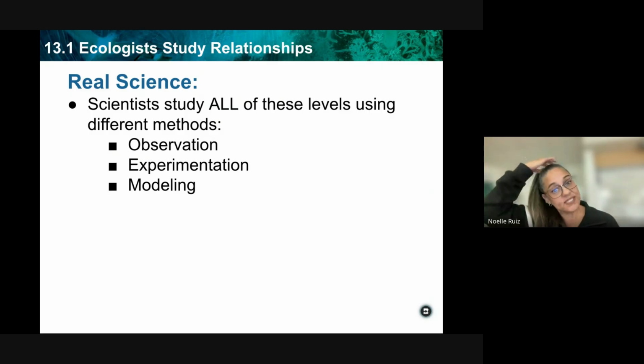And in real science, scientists study all of these levels using different methods. A lot of the time, it's just observation. We talked about observation way back when we talked about the scientific method in chapter 1, if you were here. It is the first step of the scientific method.